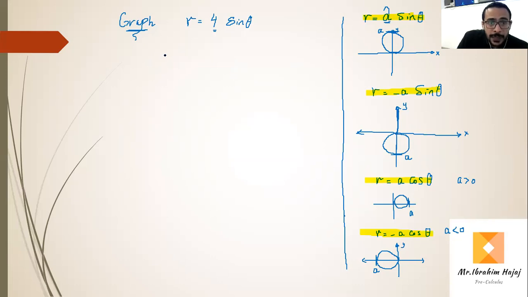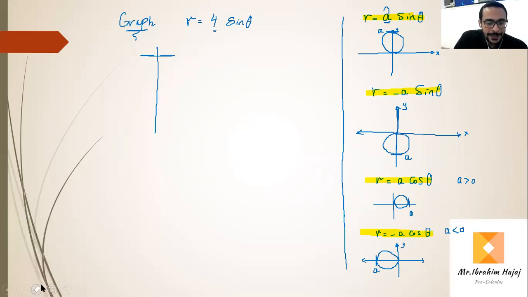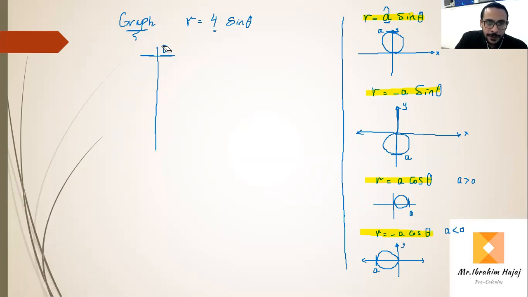Okay, the formal way is that we have to draw the t-chart, which is r and theta, sorry, because I used to do it as x and y. Let's change the position of r and theta. Let's make the theta first, and here is the r.